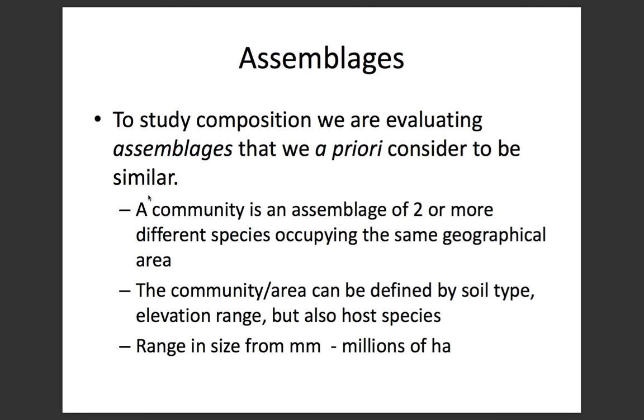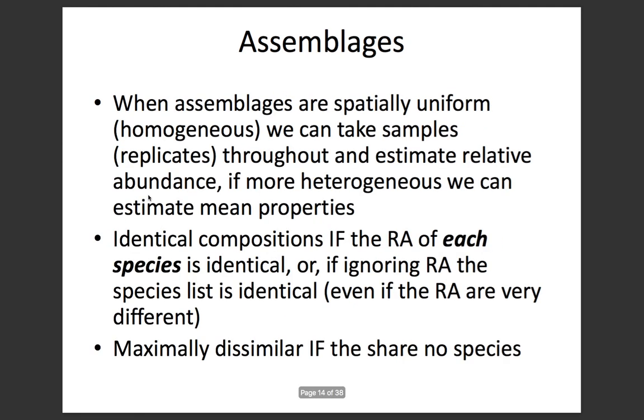So assemblages. To study composition, we are evaluating assemblages that we a priori consider to be similar. A community is an assemblage of two or more different species occupying the same geographical area. The community area can be defined by a soil type and elevation range, but also by host species. And these areas can range in size from millimeters to millions of hectares, from different layers of bacteria in hot springs to thinking about species composition and shared similarity of shrub steppes around the world, at large scales of millions of hectares.